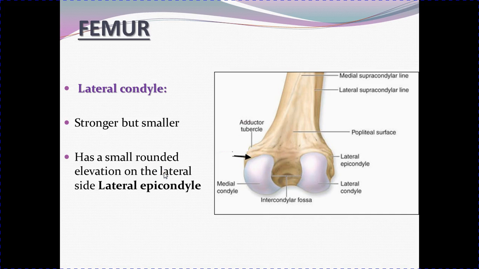The lateral condyle of the femur is stronger, but it is smaller as compared to the medial condyle. It has a small rounded elevation on the lateral side just above, which is called the lateral epicondyle. You can see in the figure, just above the lateral condyle, there is a small elevation of the bone which is called the lateral epicondyle of the femur.